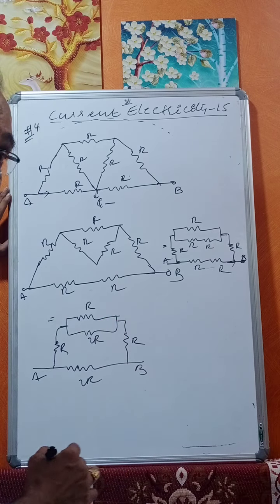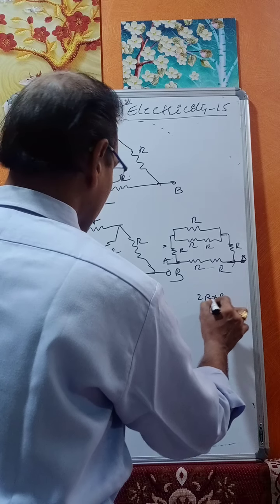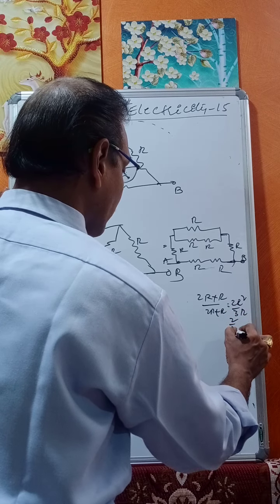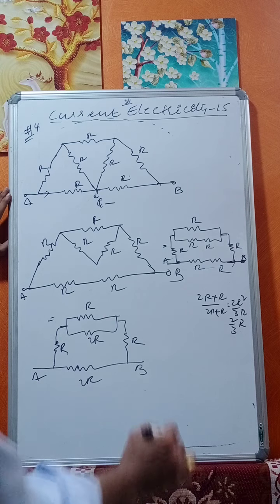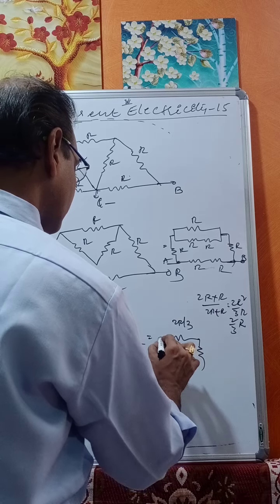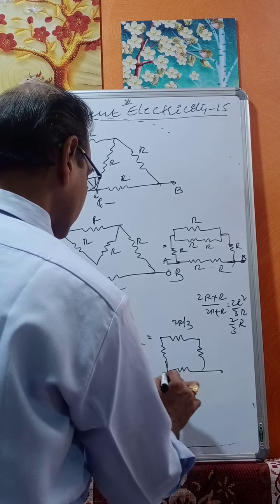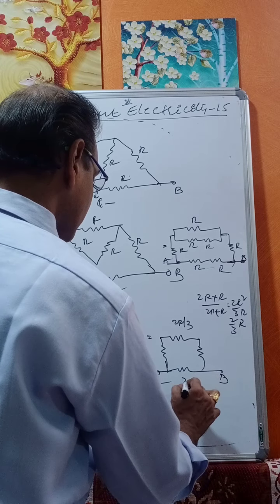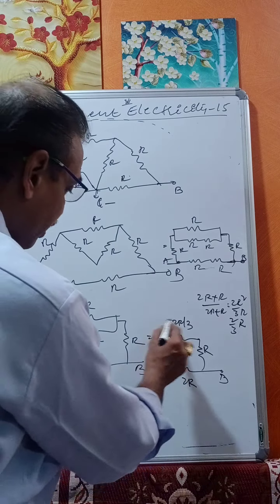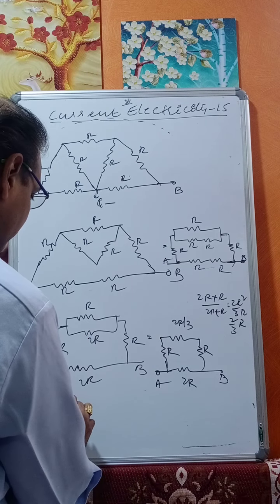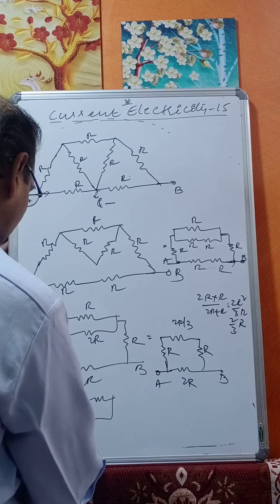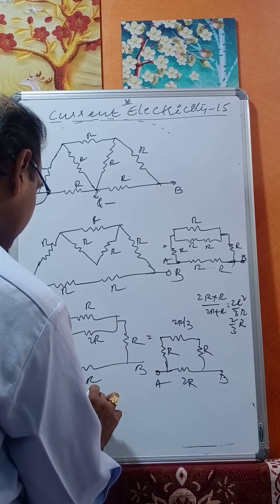2R and R in parallel: 2R into R by 2R plus R, 2R square by 3R, that is 2R by 3. So this is equivalent to 2R by 3. This is A, this is B, this is 2R, this is R, this is R. Again these three are in series: R, 2R by 3, R.